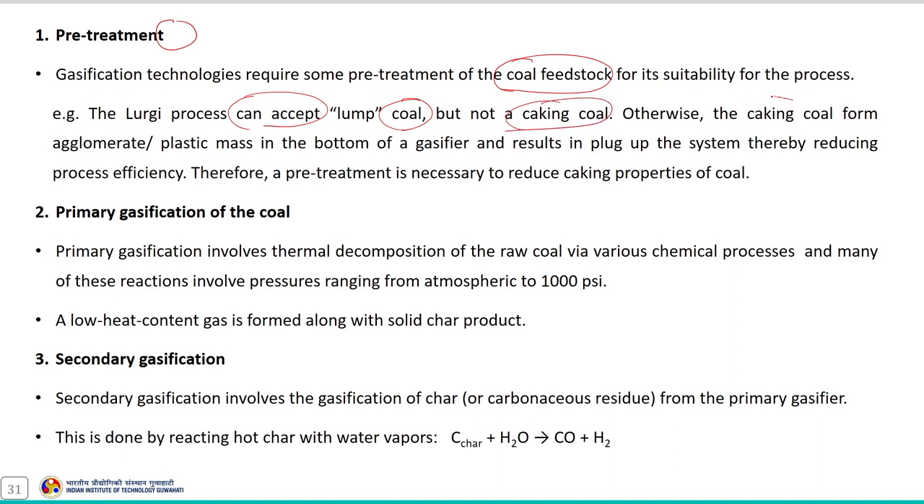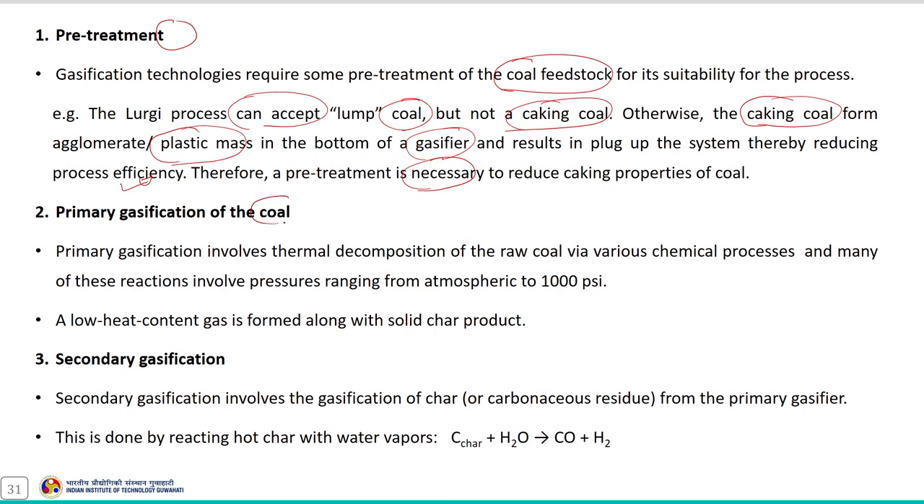because in case the caking coal is used during the gasification process, then it forms agglomerate and plastic mass in the bottom of a gasifier, and it results in plugging up the system, thereby reducing the process efficiency, and therefore a pretreatment step is essential to reduce the caking properties of coal during the operation.